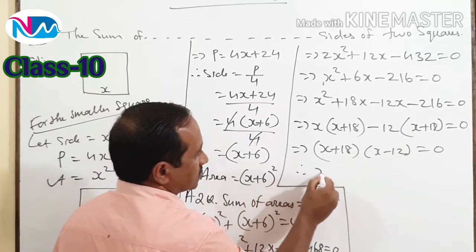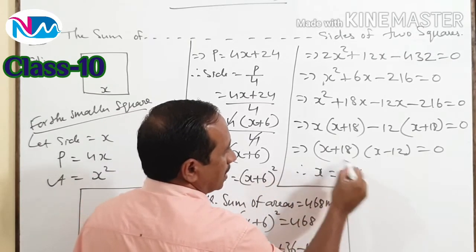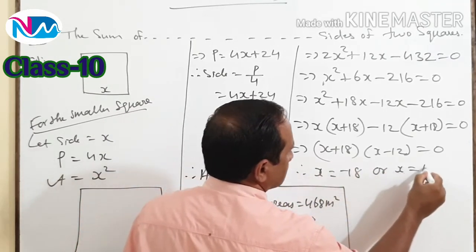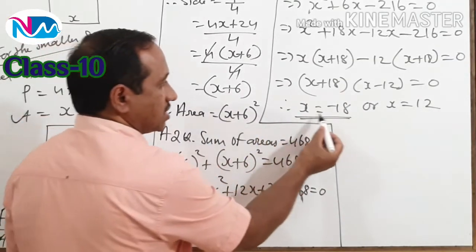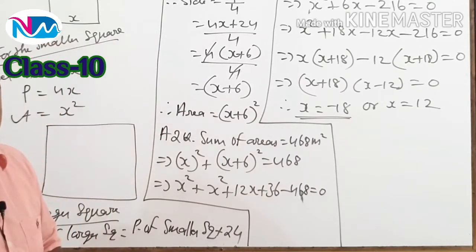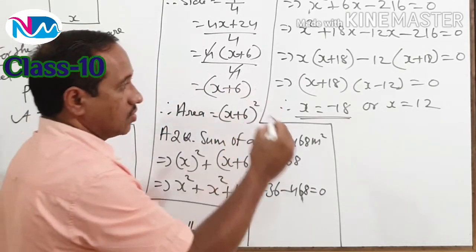From this we can say that x is equal to minus 18 or x is equal to plus 12. The side of a square can never be negative, so we neglect the value x is equal to minus 18 and taking x is equal to 12.